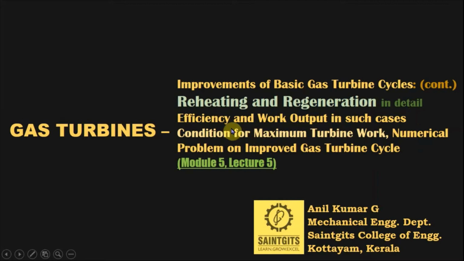The expressions for efficiency and work output in such cases. We will also discuss the condition for maximum turbine work. This is similar to the condition for minimum compressor work. Both are of greater importance in the operation of gas turbine engines and gas turbine power plants. We will also discuss the numerical problem on improved gas turbine cycle, in particular the gas turbine cycles with regeneration.